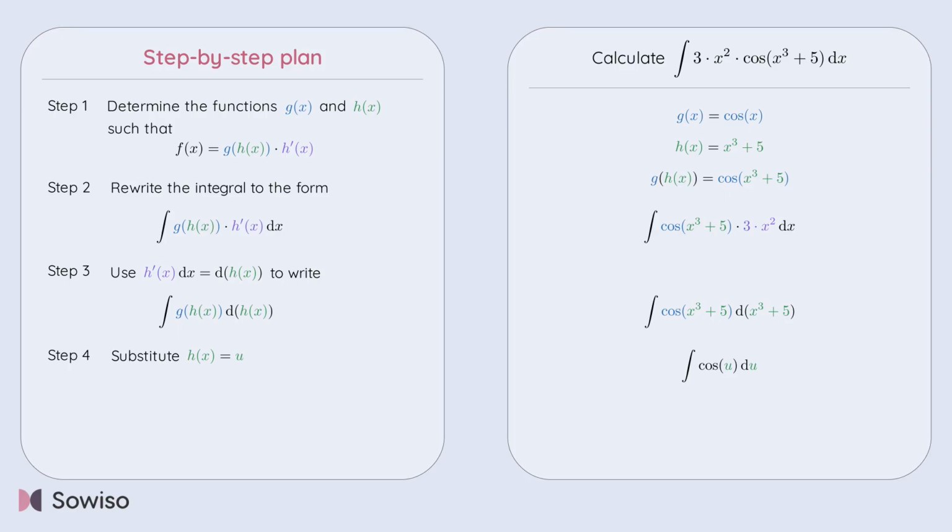Now, in step 4, we substitute h of x equals u. In this case, u is x to the power 3 plus 5. Therefore, we find the integral of the cosine of u du. Finally, in step 5, we can calculate the integral. We find that the integral of the cosine of u is equal to the sine of u plus c. In our last step, we substitute u as h of x back into the answer. We obtain sine of x to the power 3 plus 5 plus c as final answer.